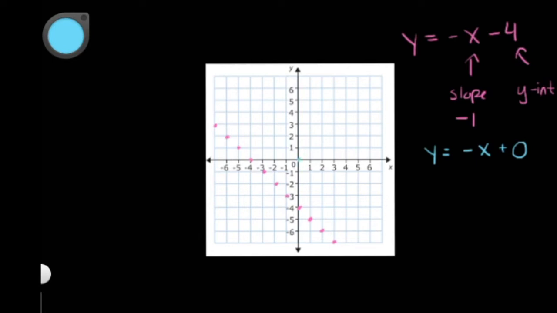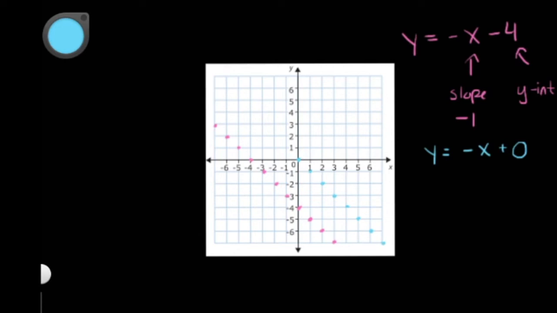But we have the same slope, right? So I'm going to go down by 1, over by 1. Down 1, over 1, repeating. And again, we do the back of the line by doing the opposite.